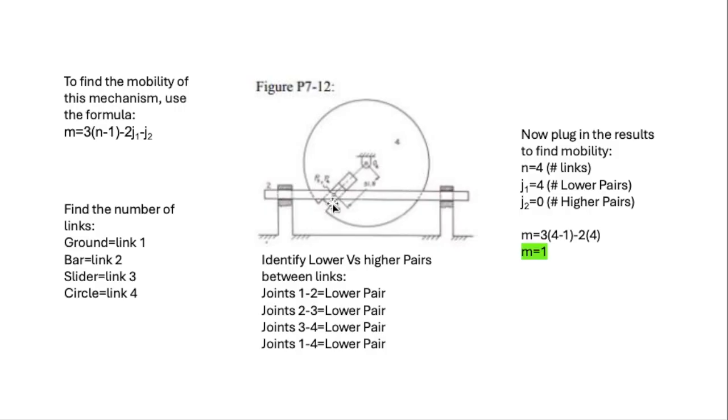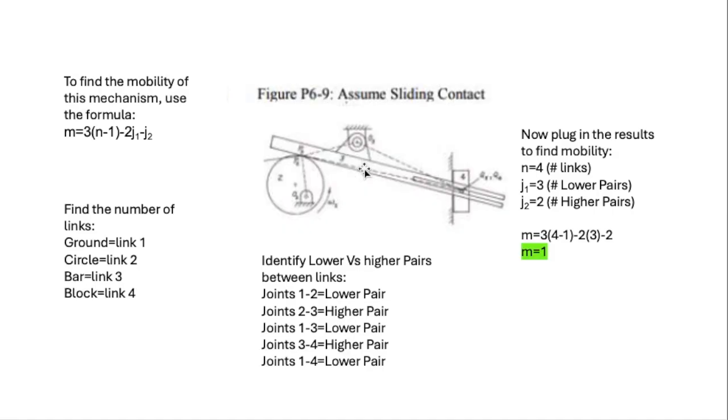Here you have another slider in here, so it's back to a lower pair. And that's the difference here. This one, this is a little more complex. This is probably the hardest one of these examples. How many links do you have? You have 4. You have this circle, you have this bar, you have this slider here, and then you have the surface, the ground.